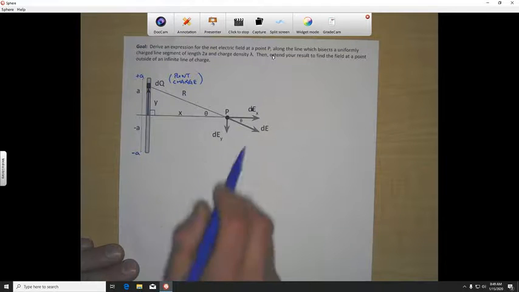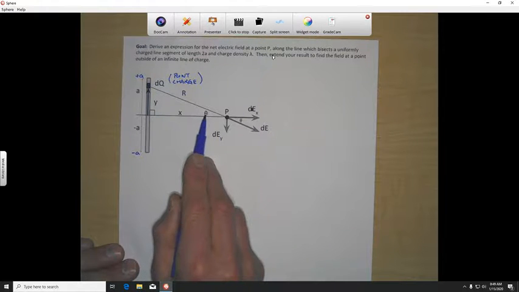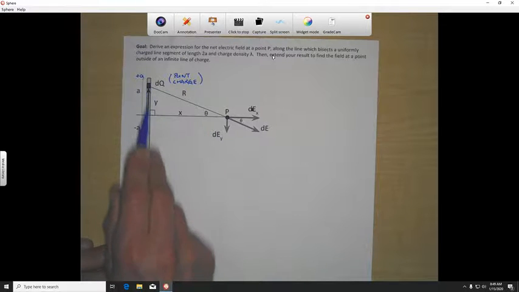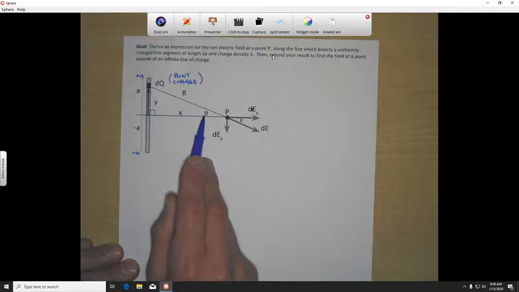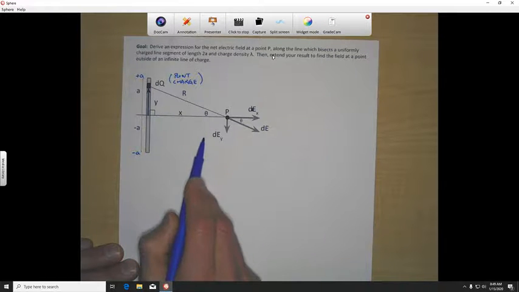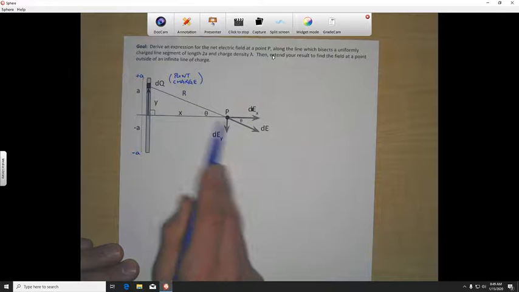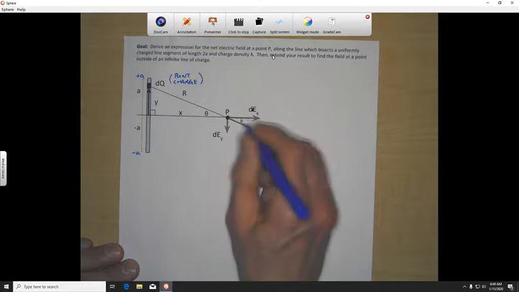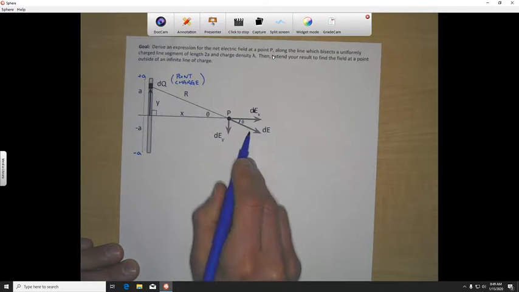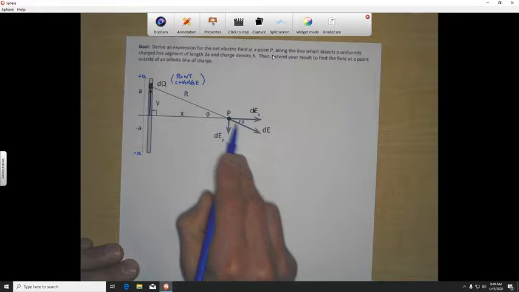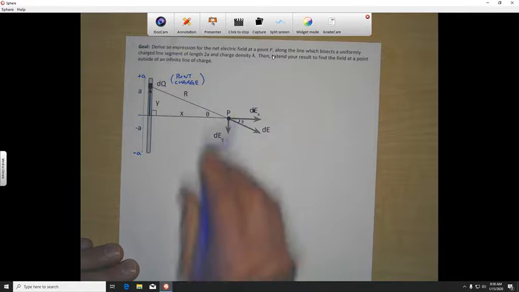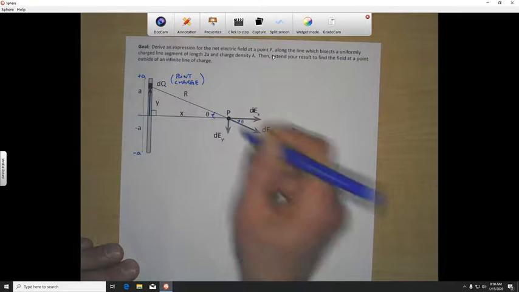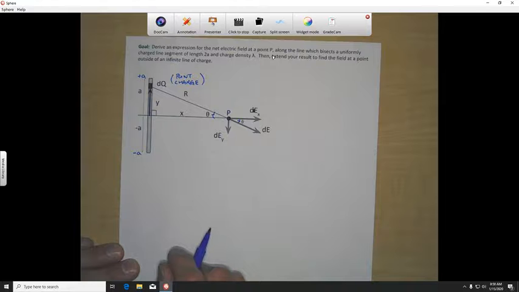Other things that show up here: the angle theta. This angle also changes because as you move dq up and down this line, theta is also going to change. Theta could be big, it could be 0, it could be negative, but it's going to go up and down. That theta is the opposite interior angle here. This is also going to be the angle that the electric field vector makes on the other side. I hope you can agree that the electric field points away, and that this theta is equal to that theta. They're opposite interior angles.